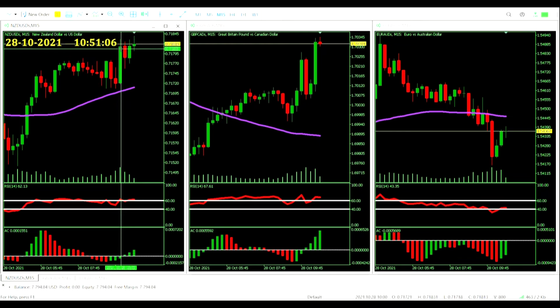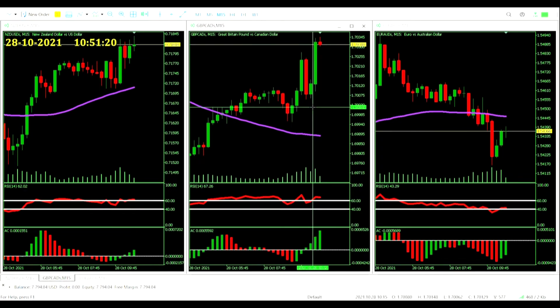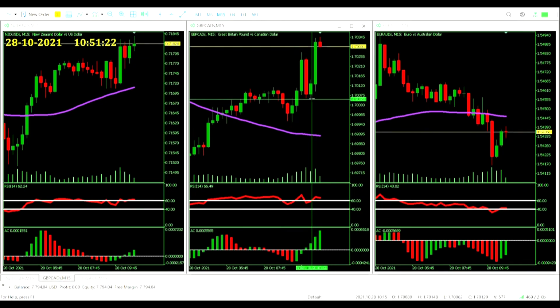Or in fact, if you'd got in about half an hour previous, you could be in a little bit higher up here. Both opportunities there. Loosely using the word opportunity, of course. Great British Pound, Canadian dollar. Again, buy signal. Let's have a look closer. So the RSI goes from 58 to 68 by the end of this candle. So it seems like you'd be in right at the tippy top here.